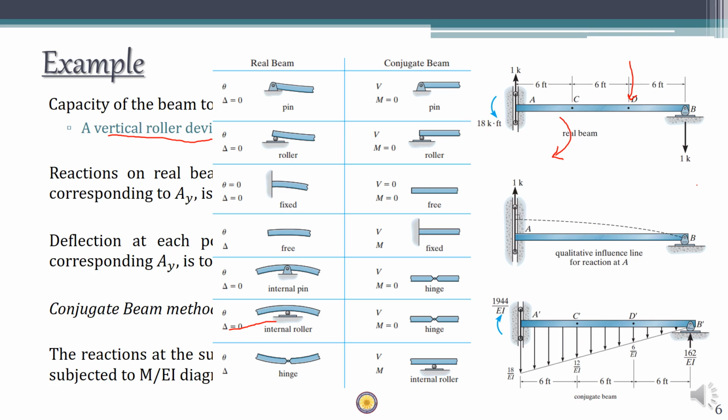However, you should be in a position to draw the conjugate beam, right? So how do we draw the conjugate beam? It is to be seen that if in a real beam the support is a pin support, the conjugate beam will also have a pin support at the same location. If the real beam has a roller support, the conjugate beam also has a roller support. If the real beam has a fixed support, the conjugate beam should have a free end.